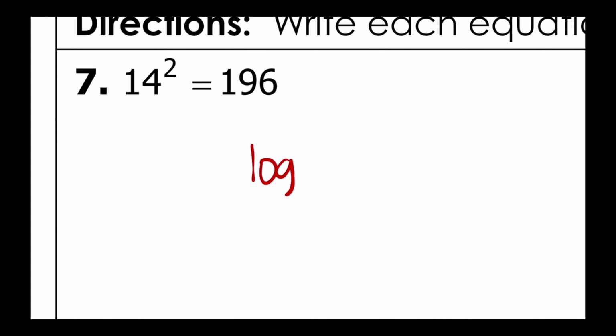And what's the base of the log? Well, the base of the log is the base of the exponent, right? We're still using the same terminology. 14 is the base. So log base 14 of 196 equals 2. Remember, the log always equals the exponent because the log is asking for the exponent. The log's just saying, what's the exponent? That's what log means.